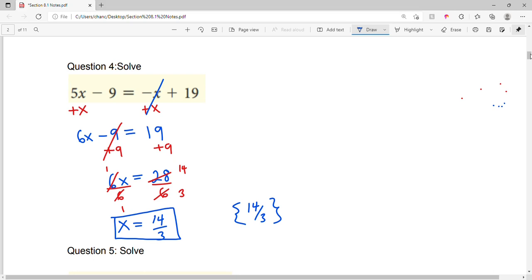Notice when I show my work, I make sure these equal signs are lined up. So make sure these equal signs are lined up, and you do each step one at a time. You have to show your work in a neat and organized fashion to get full credit.